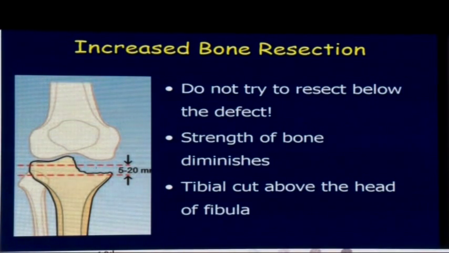So what happens if you just increase the bony section? If you do that, the strength of the bone diminishes 33% for every 2 centimeters that you go down, and as a matter of rule, you should never resect below the defect unless it just happens to be 5 or 7 millimeters and attacking the normal side takes care of it.